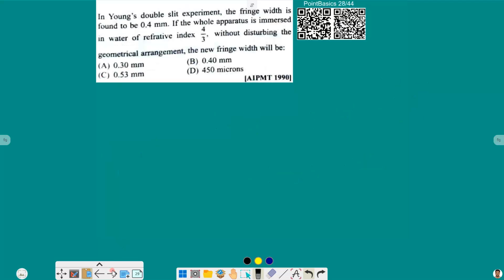Now for the next one. In Young's double slit experiment, fringe width is found to be 0.4 millimeter. If the whole apparatus is immersed in a liquid of refractive index 4/3 without disturbing the geometrical arrangement, the new fringe width will be?